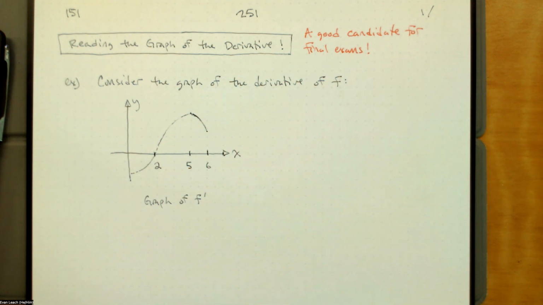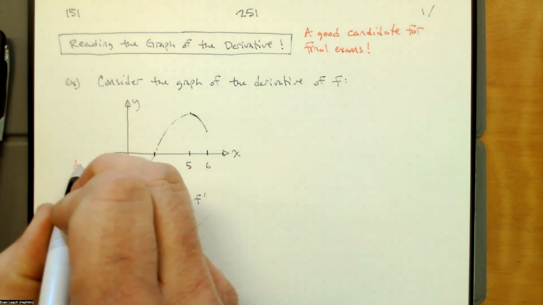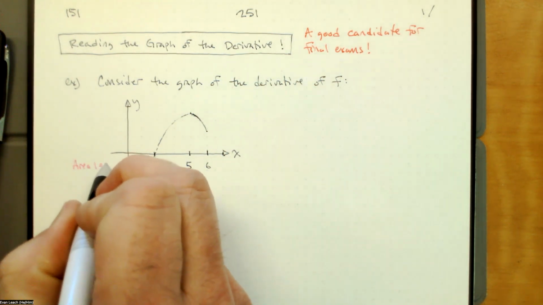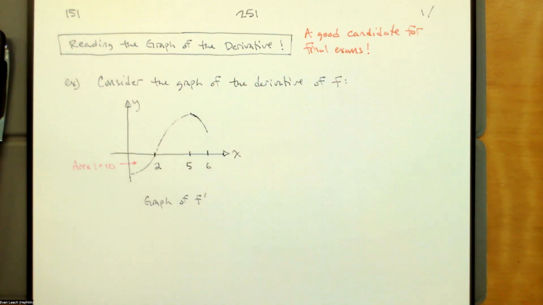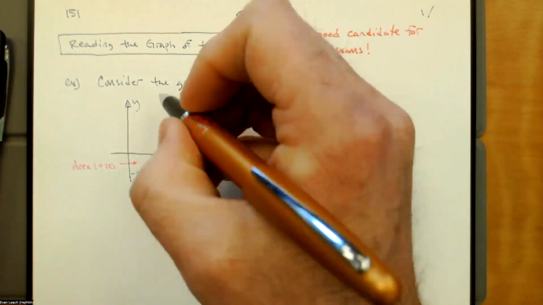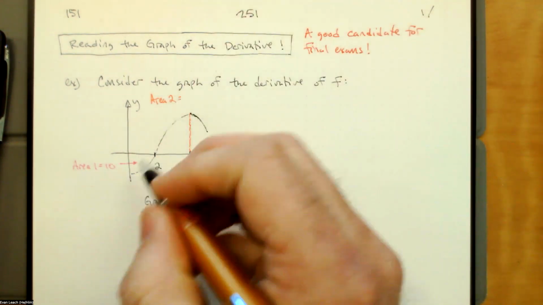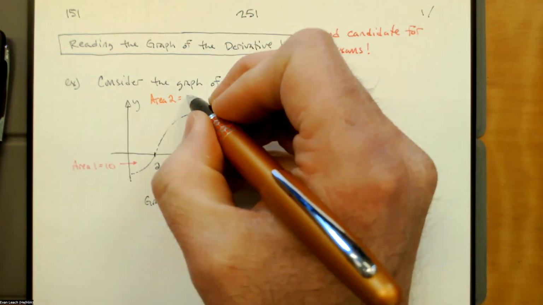So what I'll do is I'll say this area down here, from 0 to 2, that area is 10. And then I'll say the area from 2 to 5, I'll call that A2. That looks like a lot more than this one. I'll call that 18.